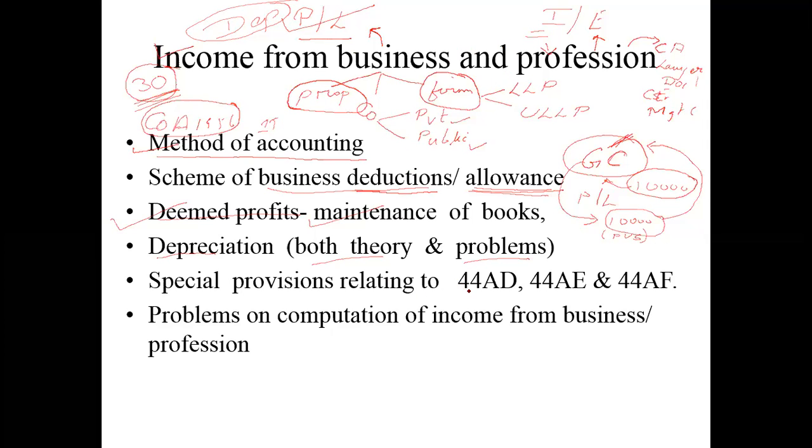Next, there are some special provisions given under section 44 AD, 44 AE, and 44 AF. This is related to transport. This is related to civil construction. This is related to retail business. So, what are those sections? How do we use those sections? What are the benefits of those sections? We will see as and when we come to that particular part. But as of now, understand that you have to study something called 44 AD, 44 AE, and 44 AF.